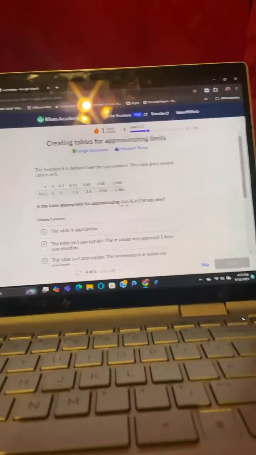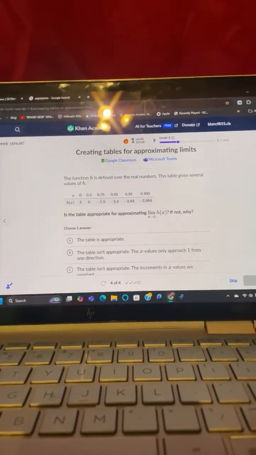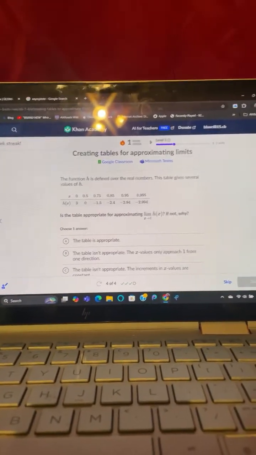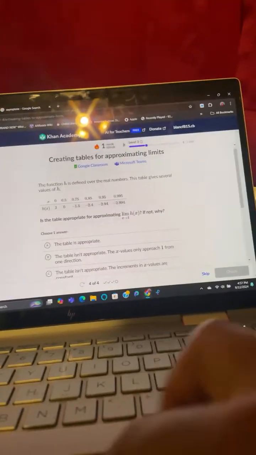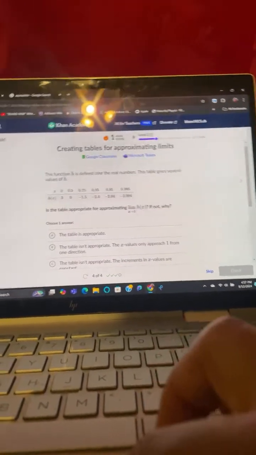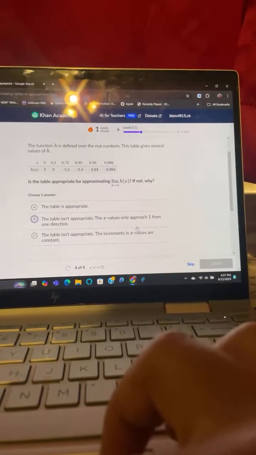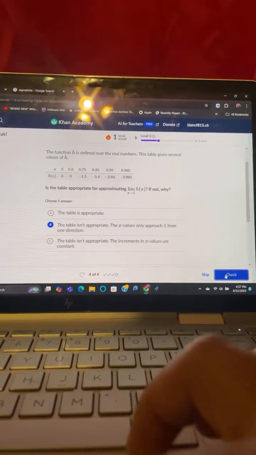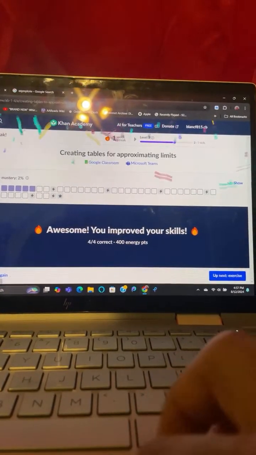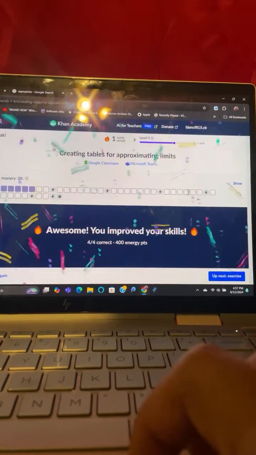Function h is defined over the real numbers. It only approaches from one direction, and you want to approach from two. So, yeah, that's it.